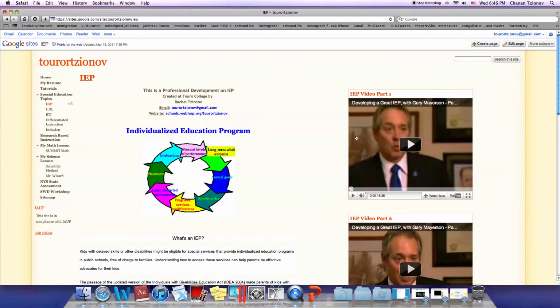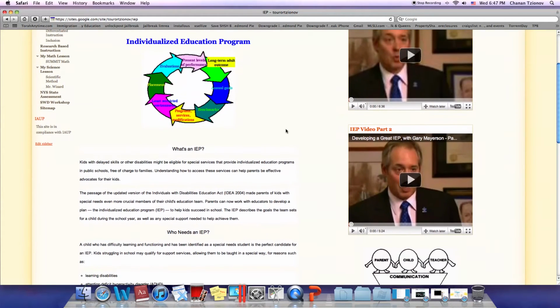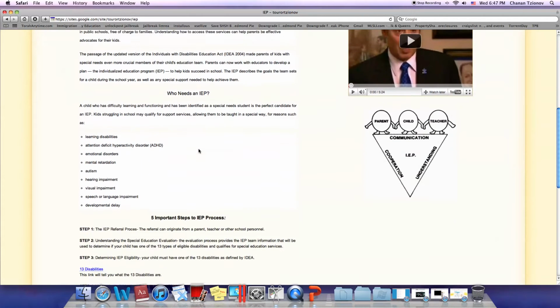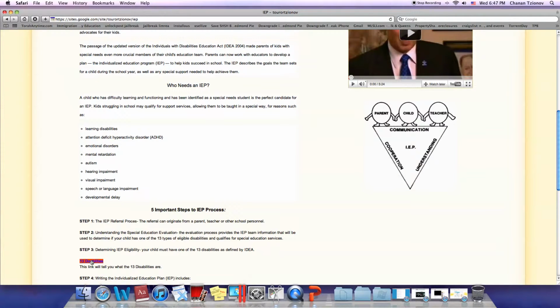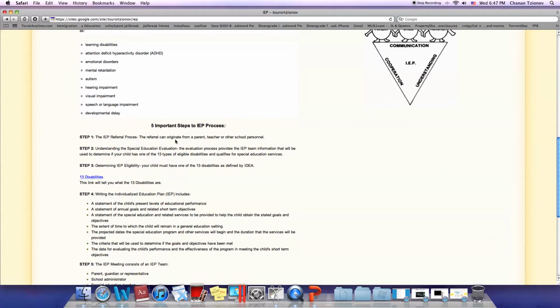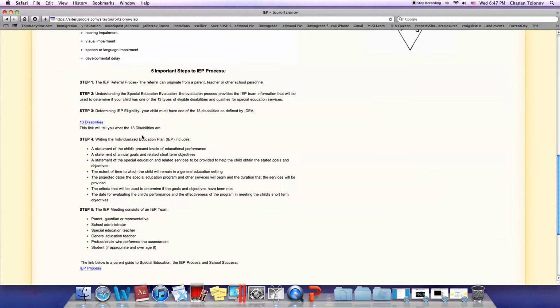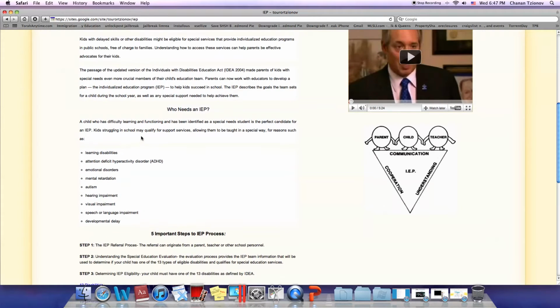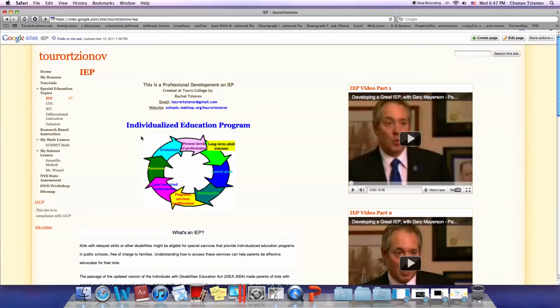Now, on the right-hand side, you will see two videos by a man named Gary Mayerson explaining IEP. If you look on the left-hand side, you will have information about what is an IEP, who needs an IEP. You will see a link that has the 13 different disabilities in which a child can have who will need an IEP. This also has the important steps to an IEP process, the 5 different steps. This page is very informative on an IEP, and you can always go back to it.